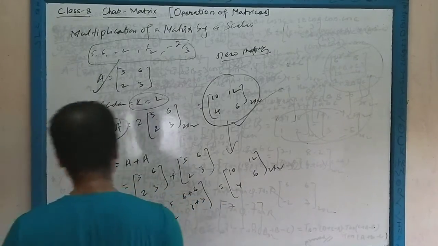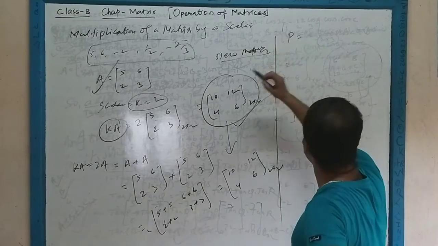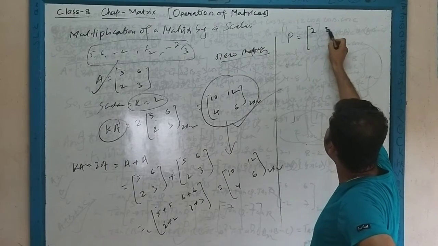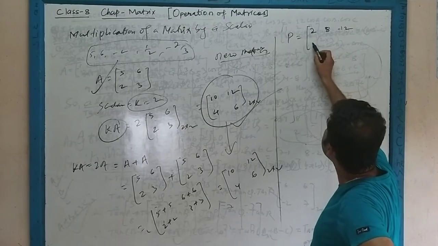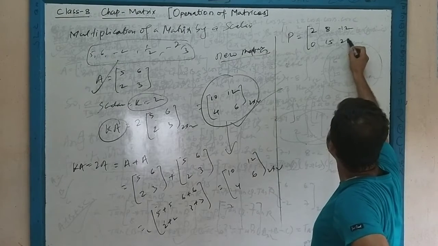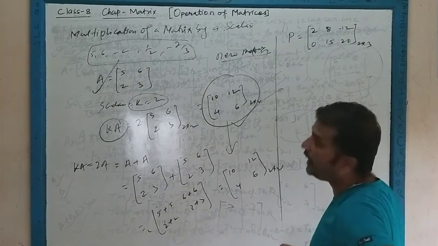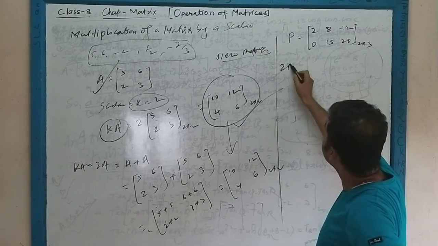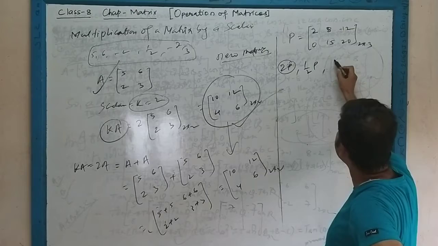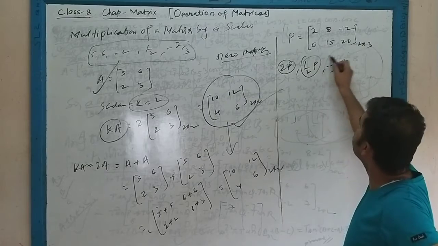I will take one example. Let's take matrix P, with elements 2, 8, 12, minus 12, 0, 15, 20. It is 2 rows by 3 columns. Now, can you find 2P? Yes. Can you find half of P? Correct. 1/3 of P or minus 1/3 of P. These matrices you need to find. It's very easy.